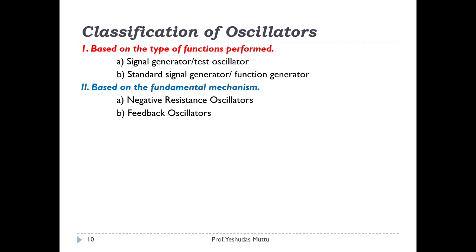For example, I can consider tunnel diodes. If I look at the VI characteristics of a tunnel diode, which we have studied in EDC 1 also, it has something known as a negative resistance curve. So it makes use of that principle. That is negative resistance, so those oscillators are named negative resistance oscillators.